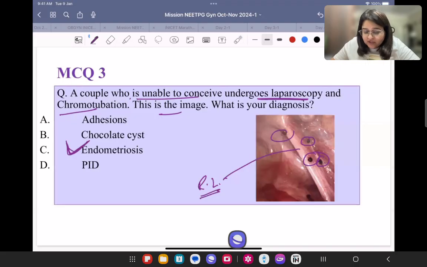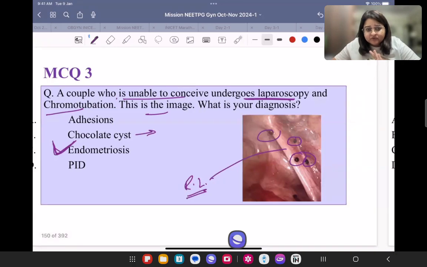in endometriosis. Chocolate cyst is also endometriosis, but this is not a chocolate cyst. Chocolate cyst is a large ovarian cyst. This is endometriotic spots on some part of the peritoneum.